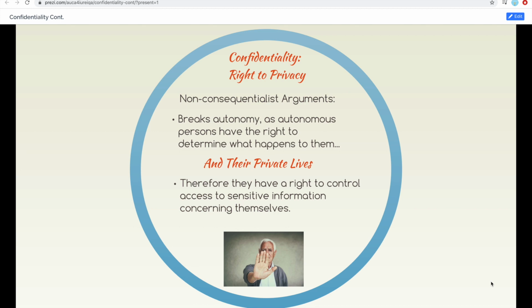Therefore, they have a right to control access to the sensitive information concerning themselves. And this is how confidentiality is connected quite squarely to autonomy, right? You're taking away a person's ability to actively choose how information is being disclosed.